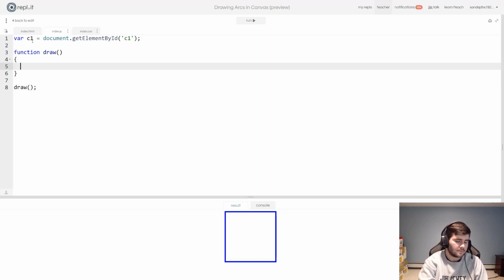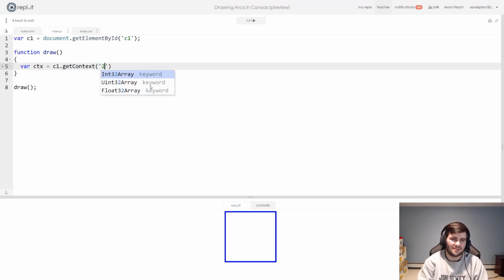Okay. Now what I'm going to do is say var ctx, get that context, and that's going to be c1.getContext. Again, please make sure get is all lowercase and the C in context is capitalized. You want to be using lower camel case, otherwise it's not going to work. And then you're going to send me a message saying, Mr. Sands, it doesn't work. And it's because you're not doing that.